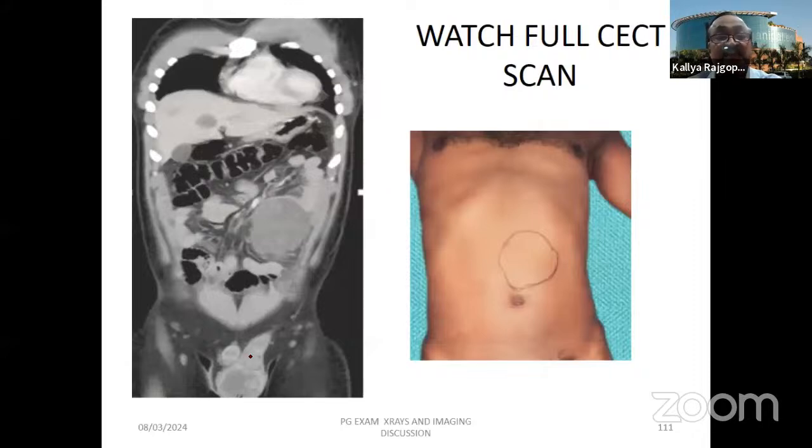Another scan, you can see a testicular tumor, large para-aortic nodes, and of course the liver secondary.